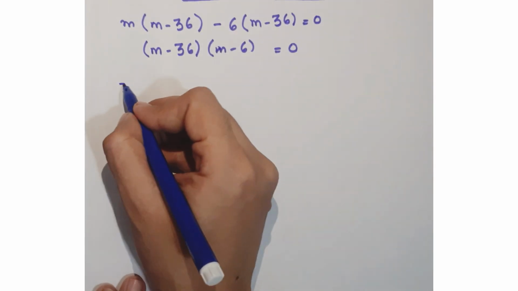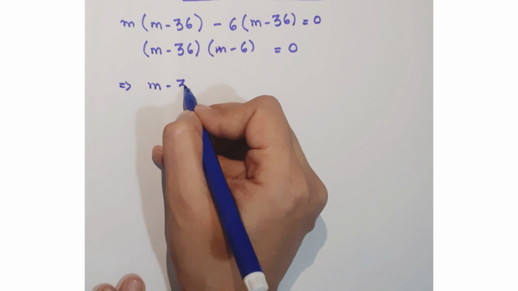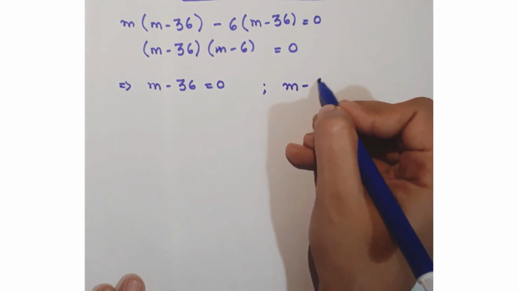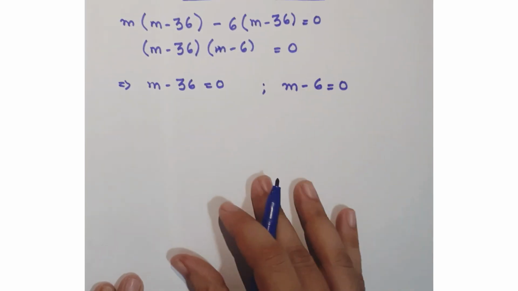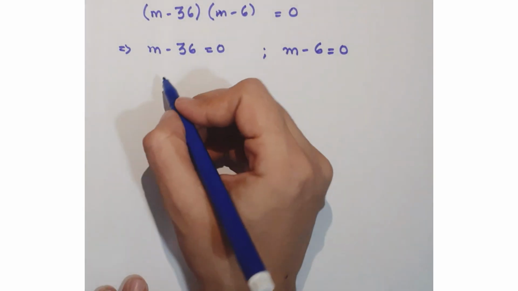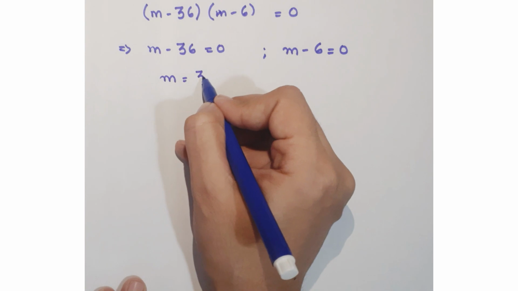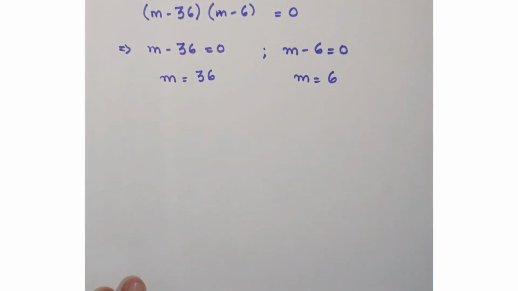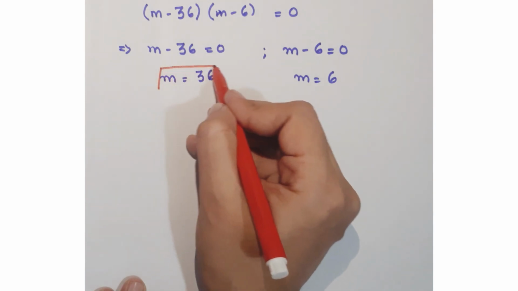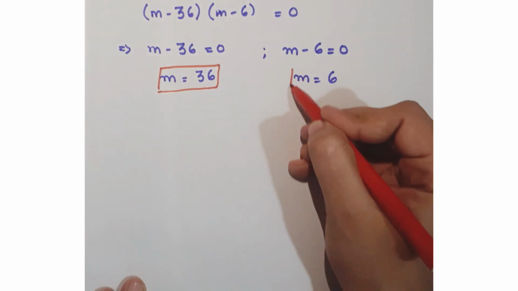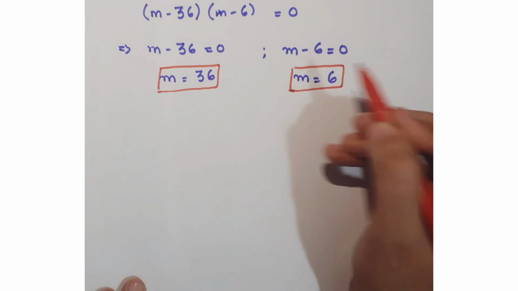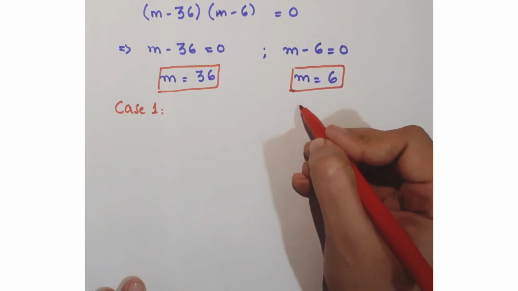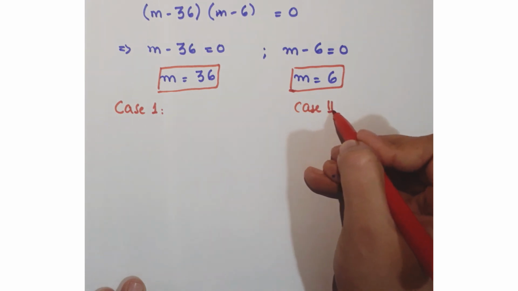Now you get m minus 36 is equal to 0 and m minus 6 is equal to 0. So there are two possible solutions of this quadratic equation. Here you get m is equal to 36 or m is equal to 6. Now the two values of m are 36 and 6. Now let's deal with the case 1 first. This is our case 1 and this is our case 2.